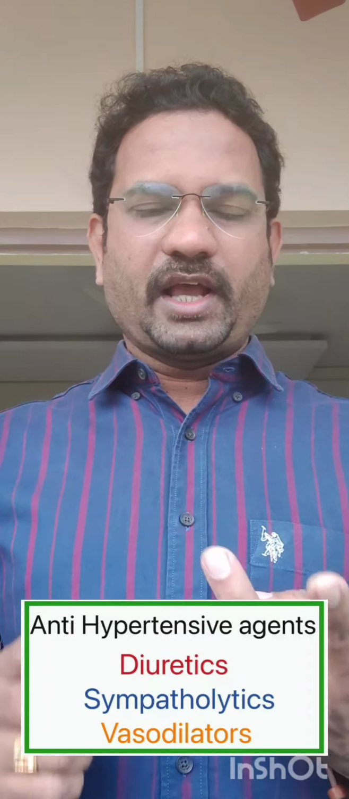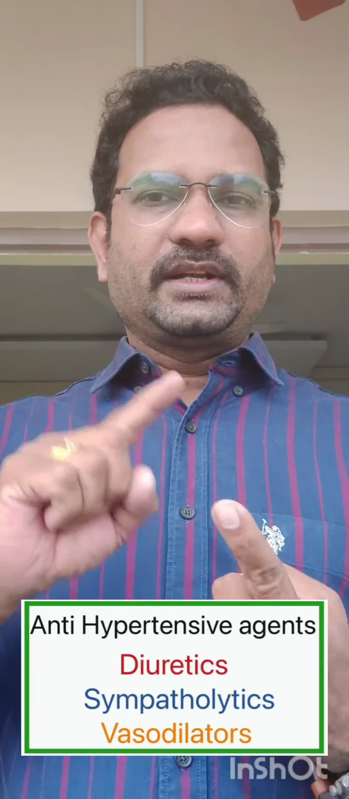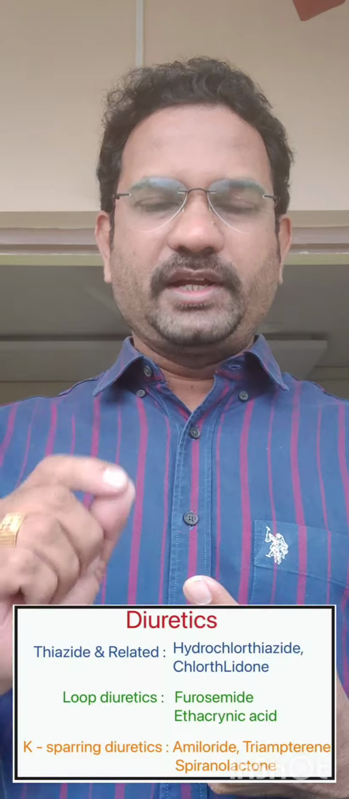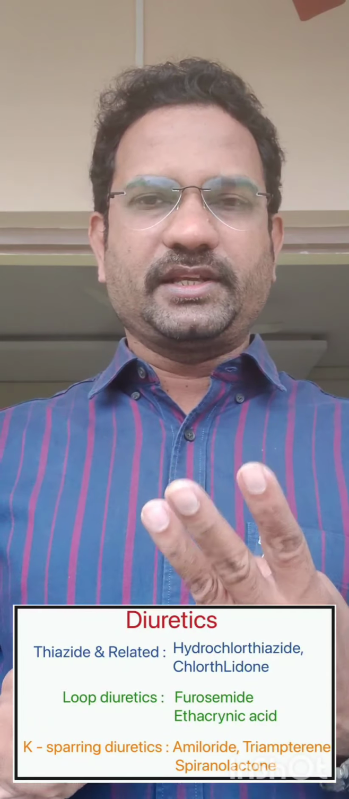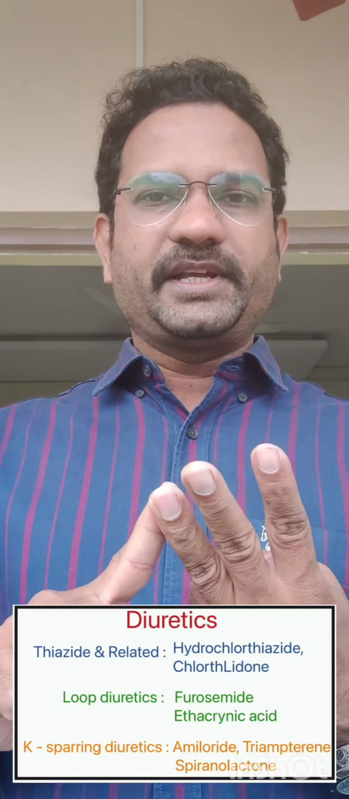Now, to treat hypertension there are so many classes of drugs. I will simplify them into three classes. All the drugs will come into these three classes. Class 1 diuretics, class 2 sympatholytic agents, class 3 vasodilators. Now in class 1 diuretics, the most widely used are three classes: 1 thiazide diuretics, 2 loop diuretics, 3 potassium sparing diuretics.